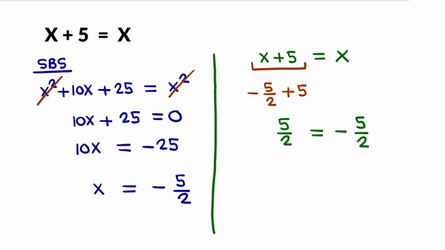Wait a second. Positive 5 halves does not equal negative 5 halves. So our supposed solution is completely wrong. The squaring method has created an extraneous solution. But here's the funny part. We never needed to square anything in the first place.